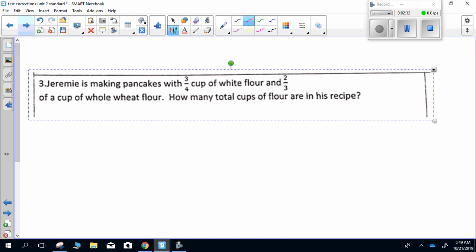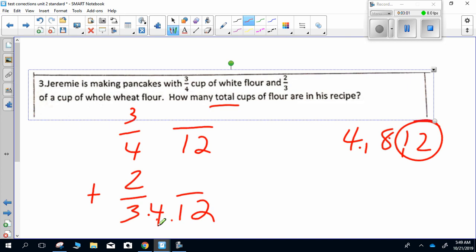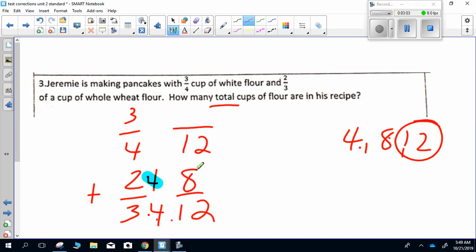Question number 3. Jane is making pancakes with 3/4 of a cup of white flour and 2/3 of a cup of whole wheat flour. How many total cups of flour are in this recipe? Total means I'm going to be adding. So 3/4 plus 2/3. I need to find a common denominator when I add. 4, 8, 12. Does 3 go into 4? No. Does 3 go into 8? No. 3 into 12, yes. So 3 goes into 12 four times. 2 times 4 is 8. 4 goes into 12 three times. 3 times 3 is 9. So I have 9 twelfths.